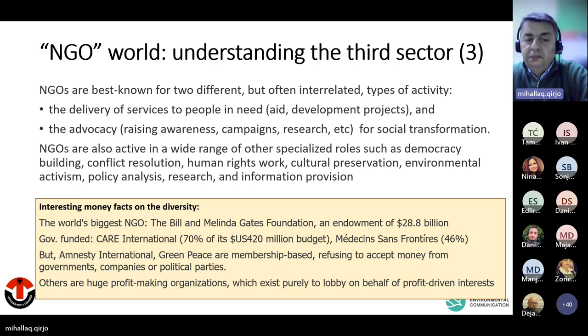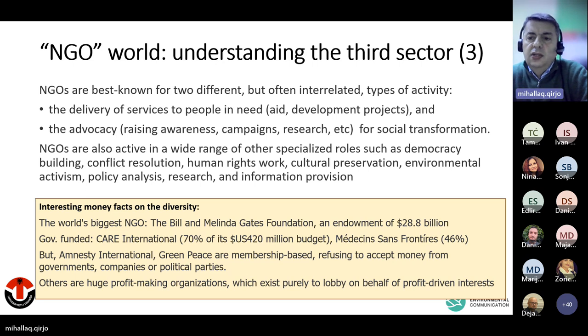Some interesting facts for you, which I also collected for this lecture. The biggest world NGO by money is the Bill and Melinda Gates Foundation, which has an endowment of almost $29 billion, coming from their own corporate. Then we'll see some of the biggest NGOs, for example, Care International. Their budget is $420 million, out of which 70% comes from the government. And Medecins Sans Frontieres, for example, gets almost half of its budget from different governments.